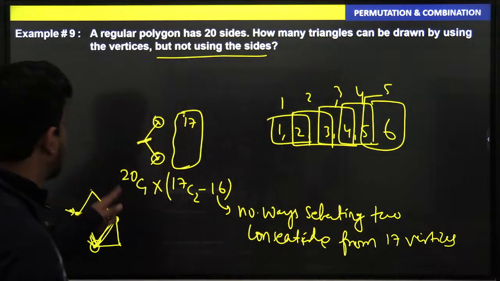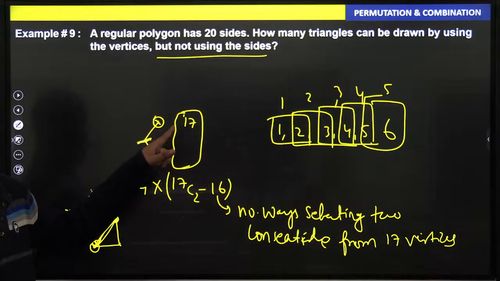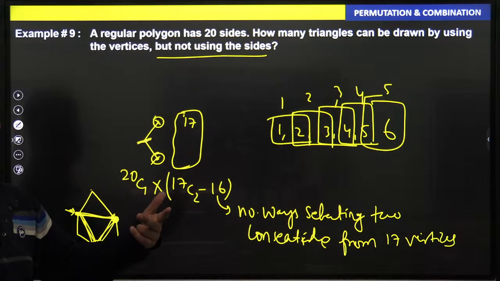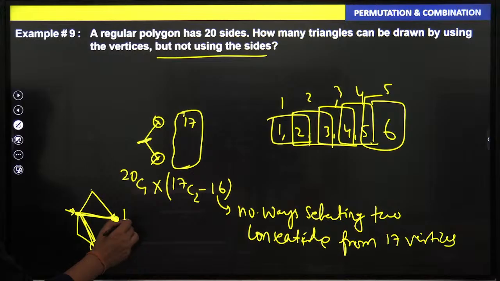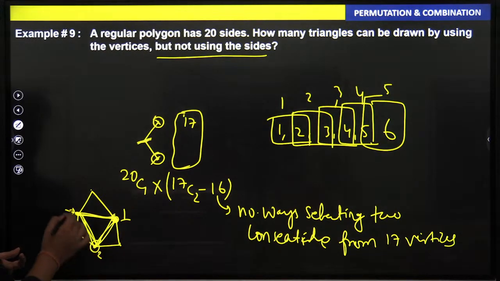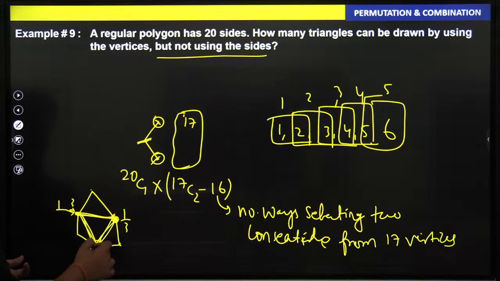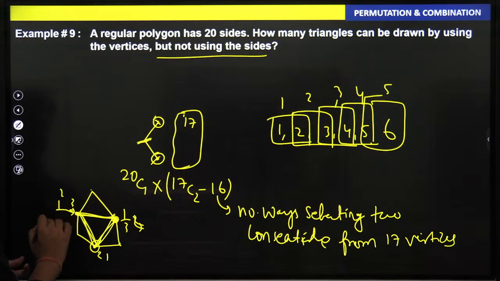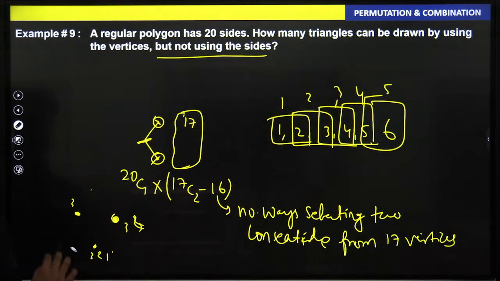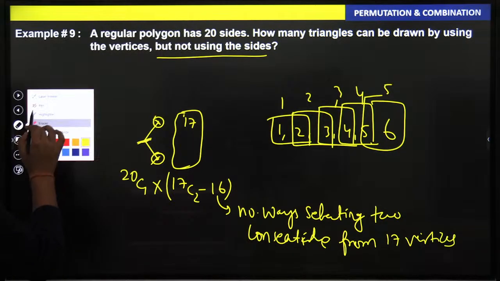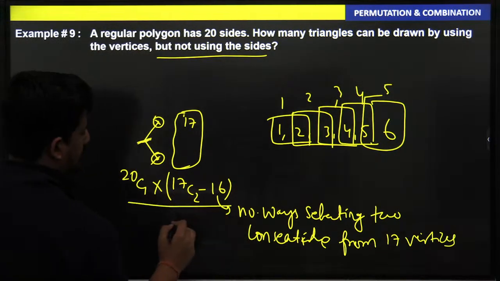3 triangles, because here 20C1 means any 20, yes or no, and 17C2 means any 2. So if you select first this, second this, third this, then first this, second this, and third this, then first this and second this, and third this, like that. Okay? So 3 triangles are counted. So we need to divide by 3 here. Because we are over counting here, so we need to divide this number by 3.